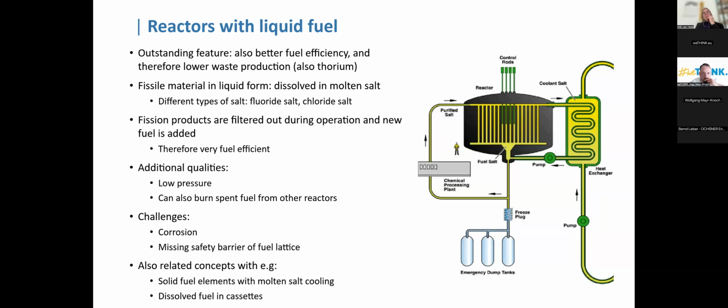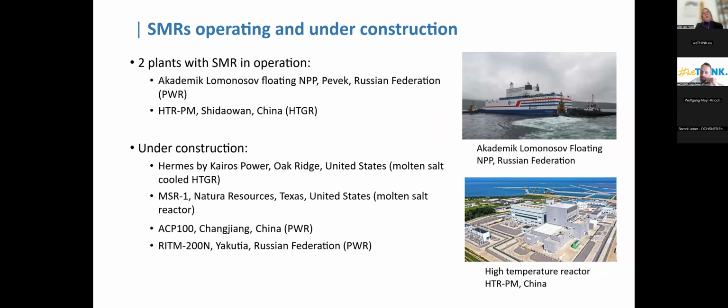Next slide, please. So which SMRs are actually operating and under construction? Well, there are only 2 plants in operation at the moment. One is a PWR-based plant in Russia. It's a floating plant, which is very special. The name is Akademik Lomonosov, and it's in the Siberian city of Pevek, where it is delivering heat and power. Here you see on the picture that it's basically a barge which is moved by tugboats.